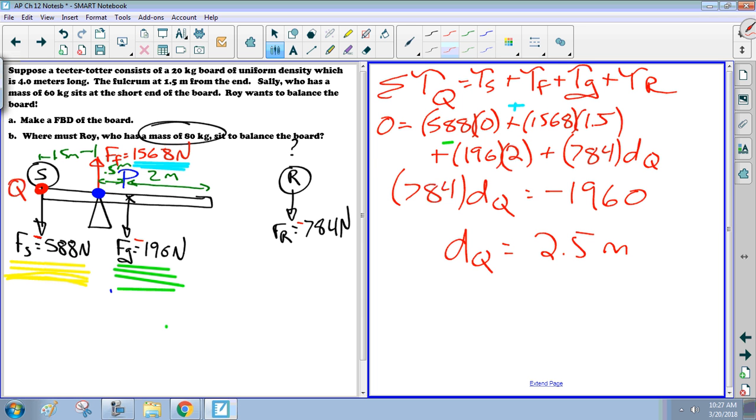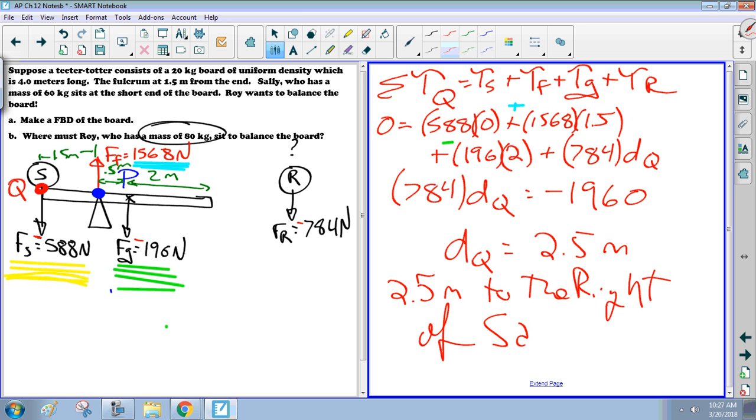All right. Although, now I'm nervous because my answers don't match, do they? I got 1 meter before, I got 2.5 meters this time. But it's from a different point. Do you guys agree that 1 meter from here is the same as 2.5 meters from here? Yes. So even though numerically my answer was different, it's still describing the same point on the board. So my final answer here is 2.5 meters to the right of Sally. Does that make sense, you guys?